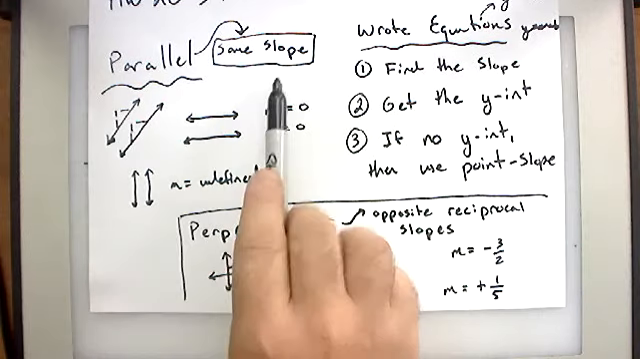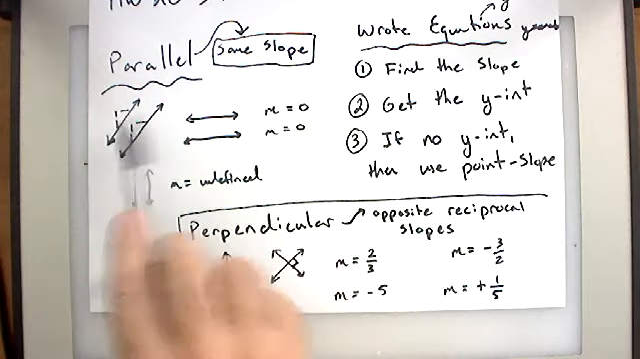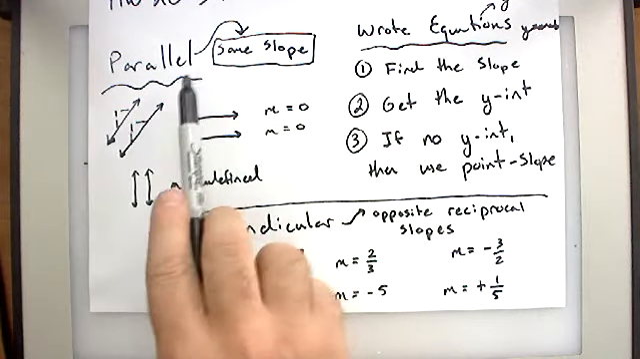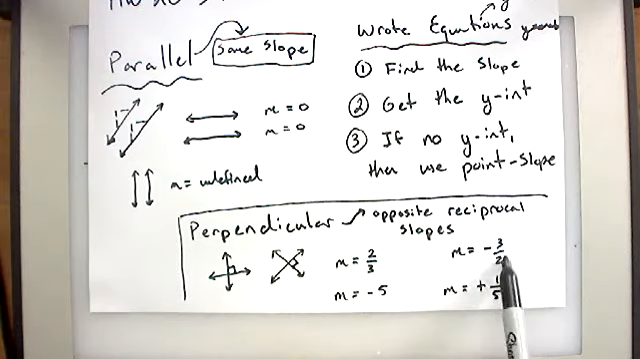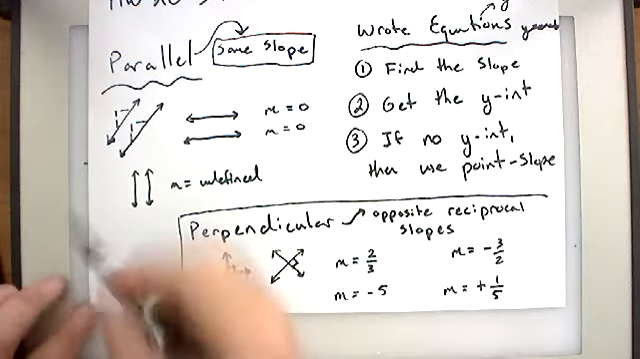Parallel lines, I mean, the slope is the same, identical. Whatever the slope of this line is, that's the slope of that line. So parallel are a little easier, I guess. Perpendicular lines, it's opposite reciprocal. You take the number, change the sign, and flip it. Let's do one more, just squeeze it in real quick here.